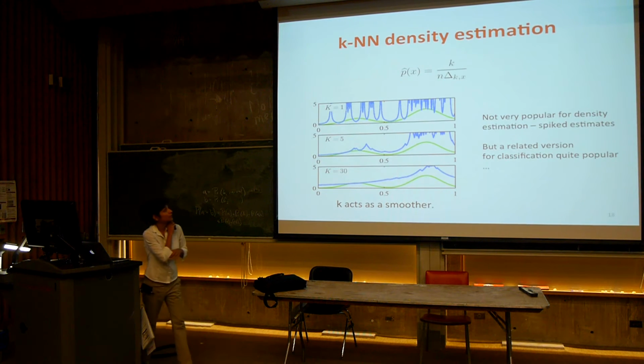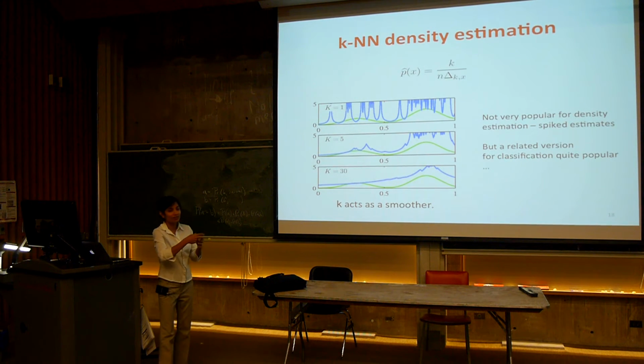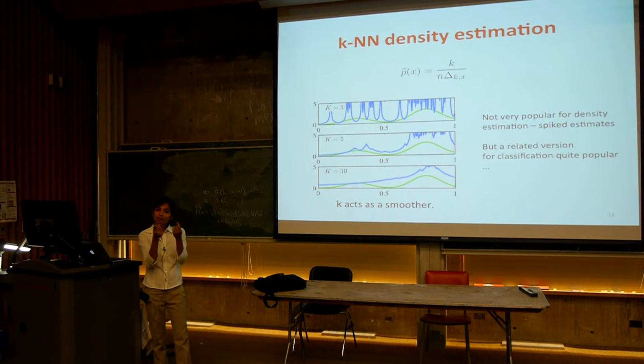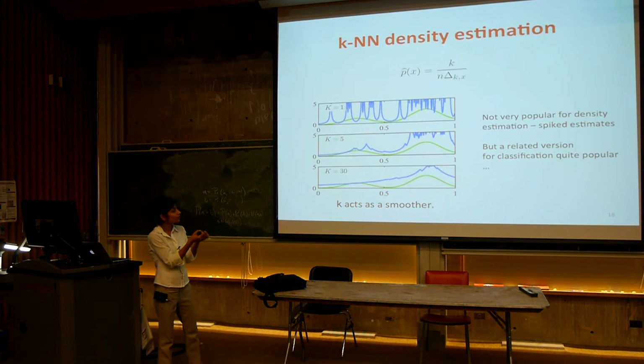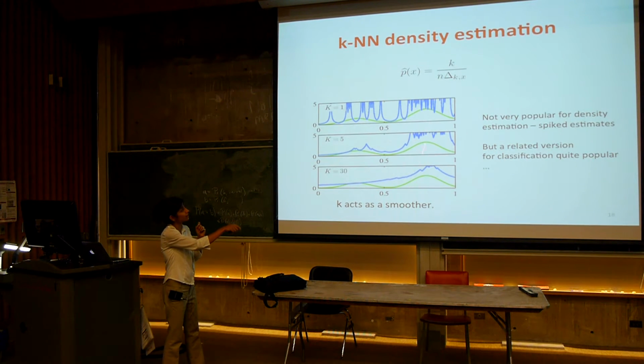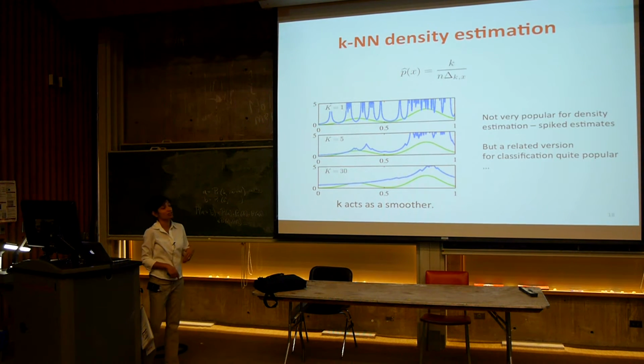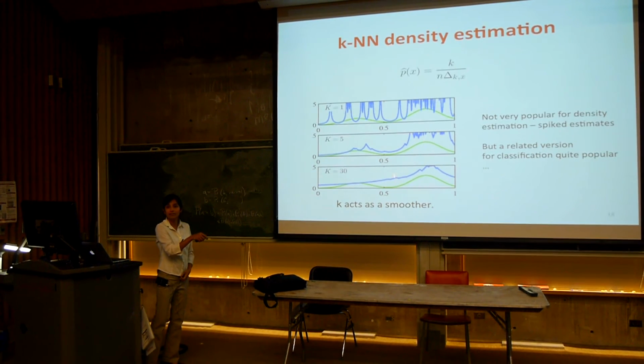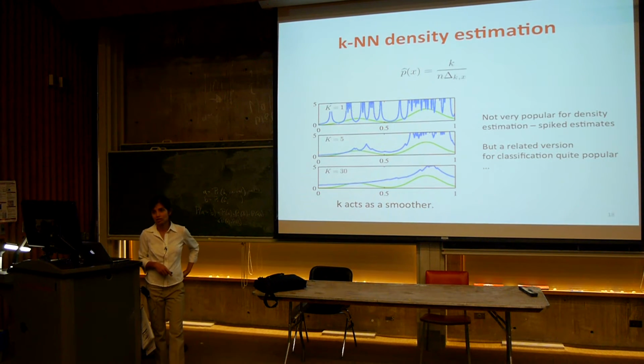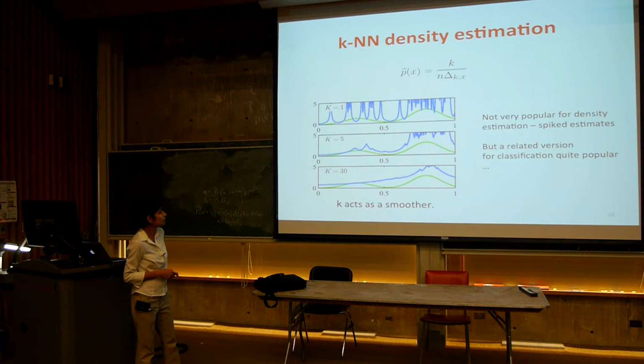But here's how it looks in practice. And as you can see, it's not particularly appealing. When you're trying to estimate these volumes, if you have very high density regions, then points lie very, very close to each other. So the volumes tend to be very, very small. And because you're dividing by the volume, you get very large estimates. So typically, k nearest neighbor density estimation is not as popular, because for density estimation, it leads to these spiked estimates, which is not very useful.